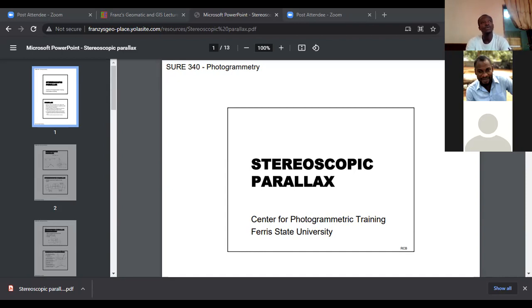Are you okay? If we're going to develop what we call the parallax equations, the parallax equations will relate the various positions of objects on the two photographs to their height, the height of the actual object on the ground.